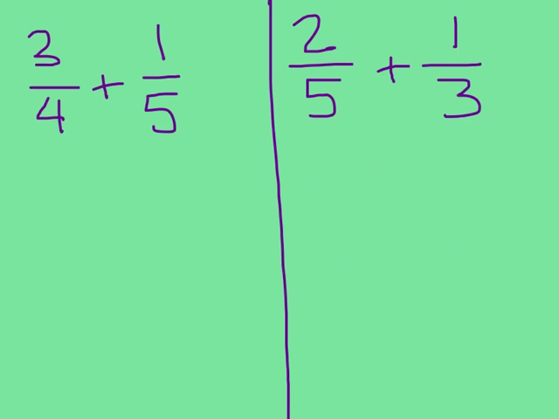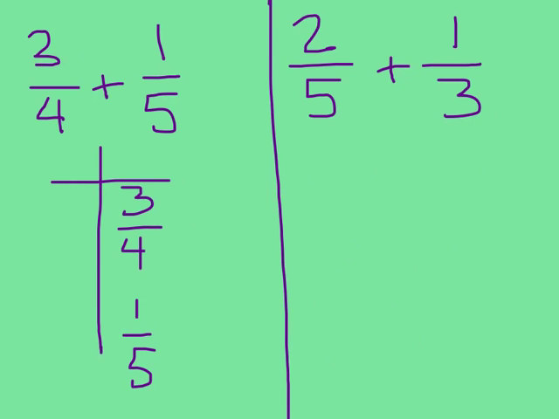Now let's get started with a couple warm-up problems from yesterday. First, add 3/4 plus 1/5. Remember, when I'm adding fractions, first I'm going to set up my t-chart. After I've set up my t-chart, I need to find the least common denominator. What's the least common denominator for 4 and 5?